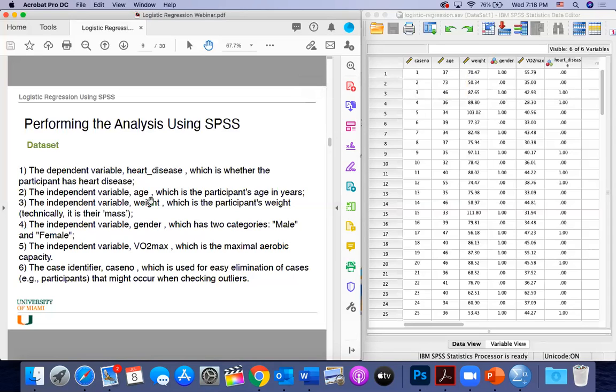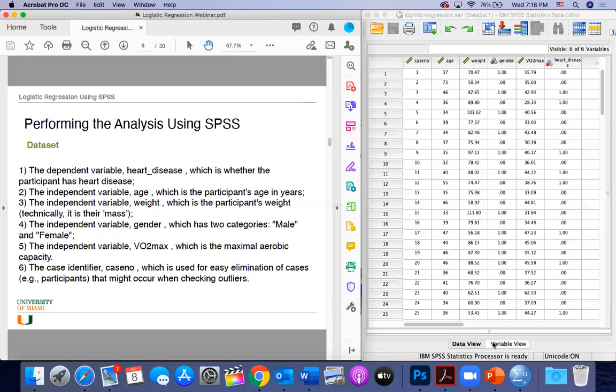The variables in our model serving as independent variables are age, which is the participant age in years, and it's measured on a continuous scale. The second one is weight, which is the participant's weight, or technically their mass, and it's continuous as well. The other one is gender, and it has two categories, male and female, and it's categorical. And the last independent variable is the VO2 max, which is the maximal aerobic capacity, and it's continuous.